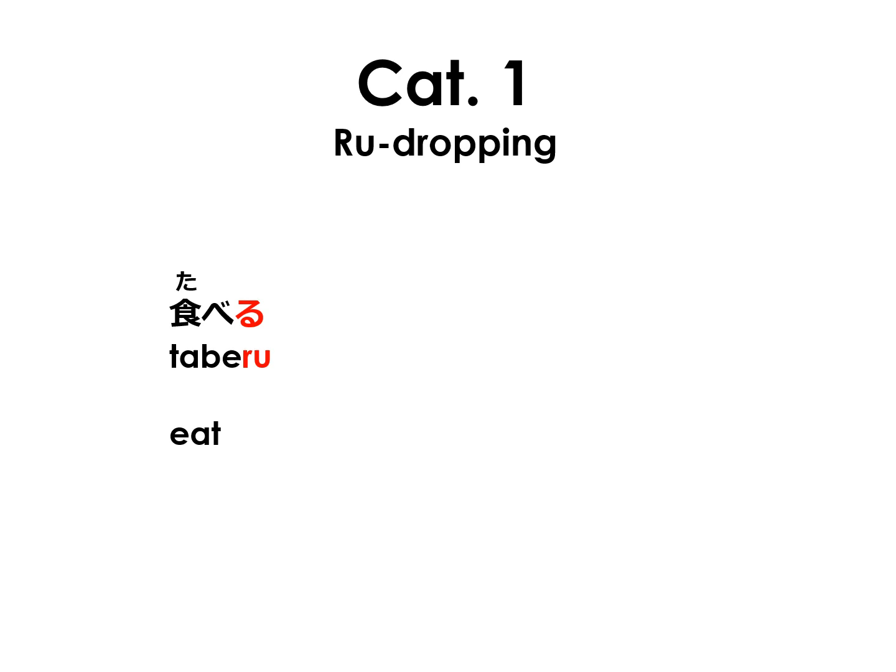To make the te form of root-dropping verbs, drop the ru and add te. For example, the verb taberu, which means to eat. Drop the ru, add te to form tabete, which is our te form.